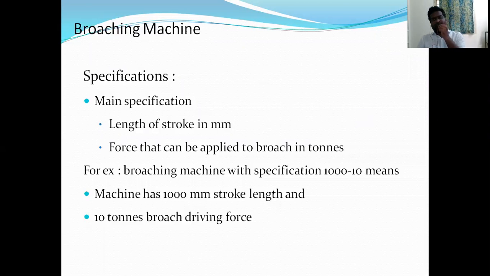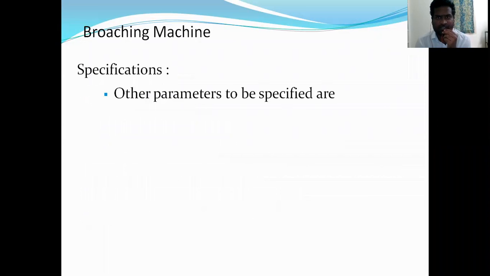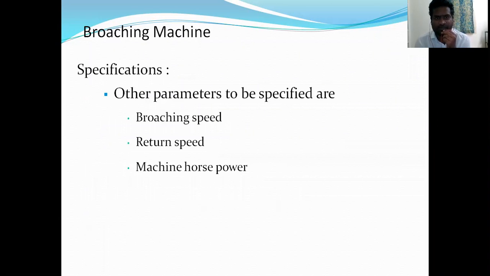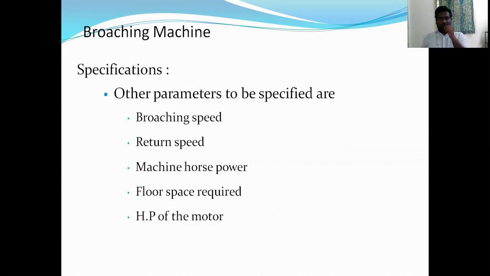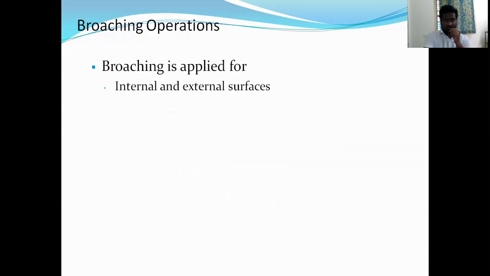So the broaching machine with the specifications of 1010 means the broaching machine has 1000 stroke length and 10 tons broach driving force. Other parameters to be specified are broaching speed, return speed, machine horsepower, floor space required, and horsepower of the motor. We know already that broaching speed means the cutting speed, when the cutting stroke takes place, and the return speed means the idle stroke, so it should be high. So these are the specifications of broaching machines.